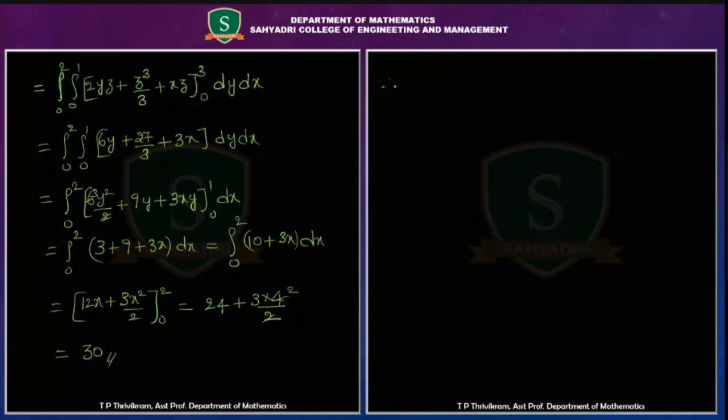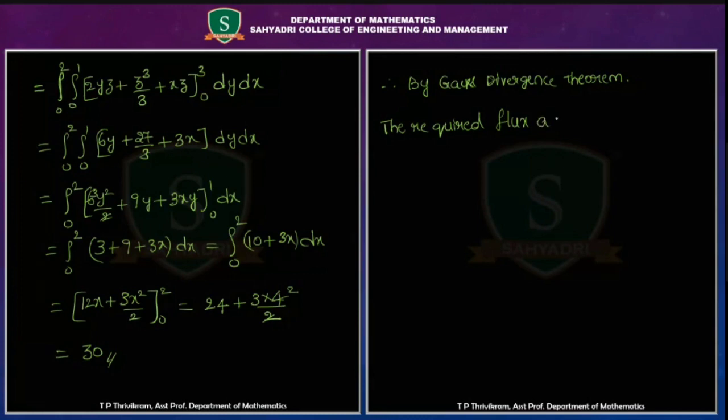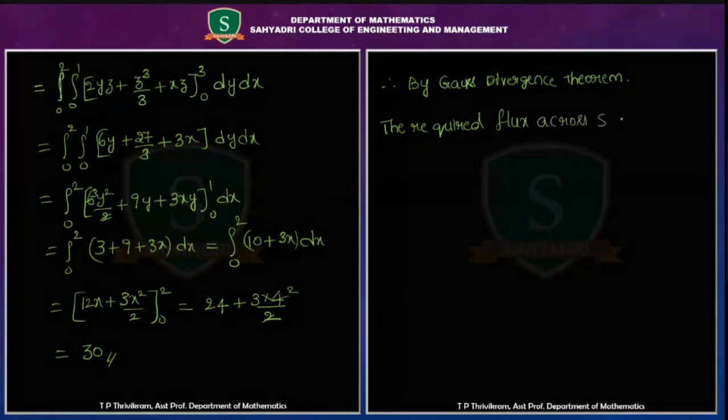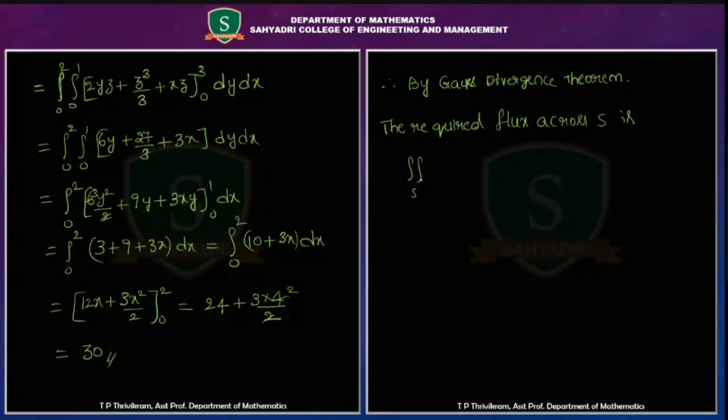So therefore, by Gauss divergence theorem, the required flux across S is nothing but the surface integral of F·n dS, which is nothing but the triple integral of divergence F dV, which is nothing but 30.